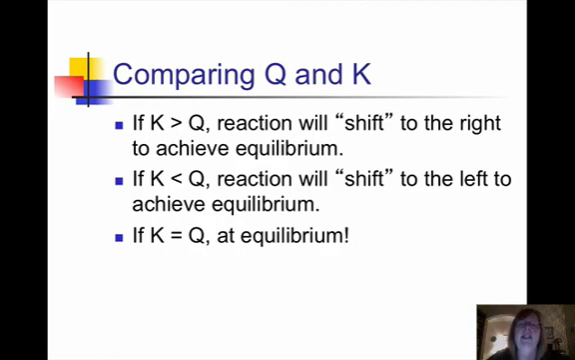Again, I'm sorry, here's just our last final conclusion slide. If K is bigger than Q, you will shift to the right. If K is less than Q, you'll shift to the left to achieve equilibrium. And if Q equals K, you're at equilibrium.